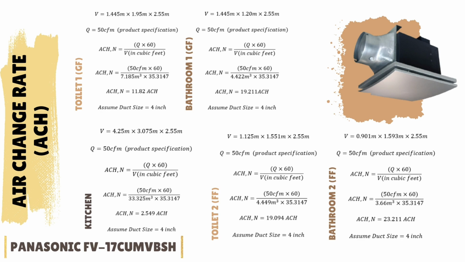The air change formula needs Q in seconds, so we multiply Q by 60 to change it to seconds. Then we divide it by the volume of space, which is in cubic feet. Then we get the air change rate for the space. After that, we assume the duct size.